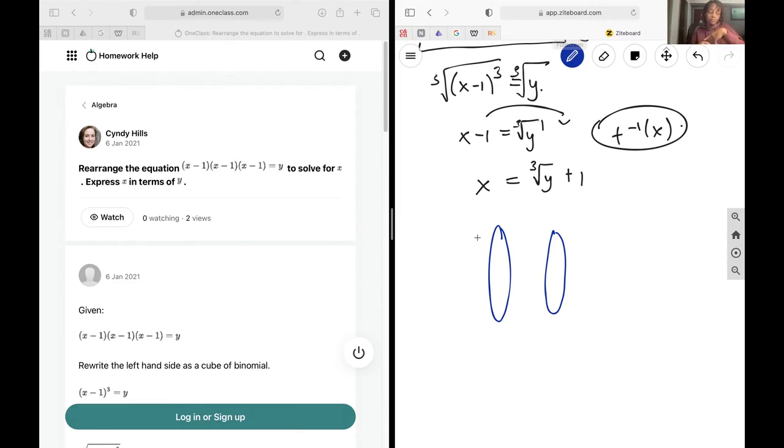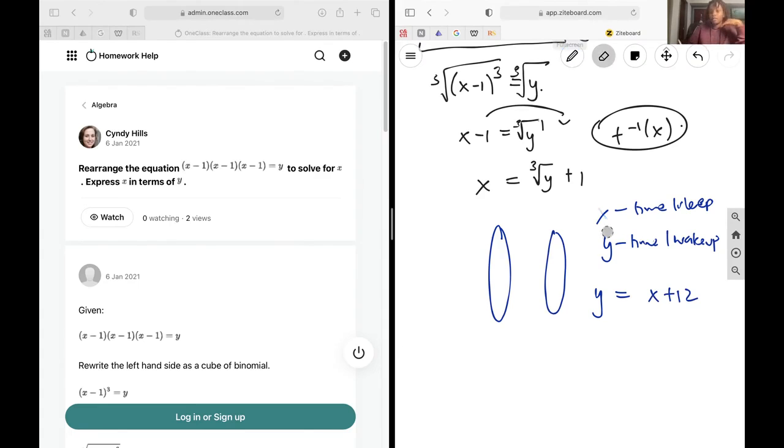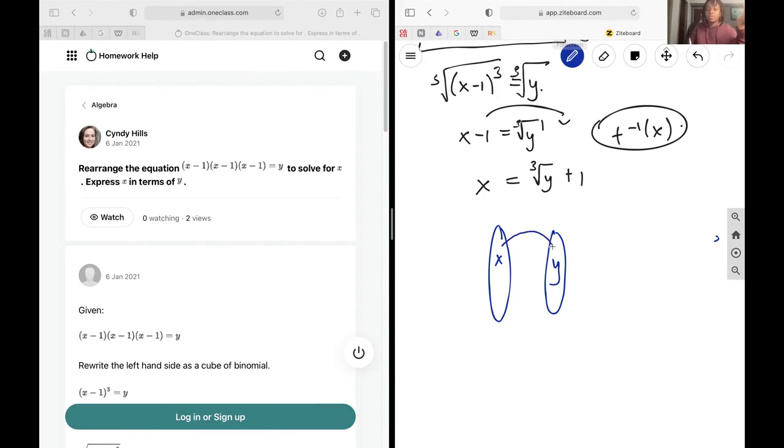For example, if x is the time I sleep, then y being the time I wake up, then I can state that y is equal to x plus 12. And this is if I always wake up 12 hours after I go to sleep, for example. And so that's just like a real world example of what functions do. They link two pools of data where I have x's and y's, and the function going forward is what I would call f of x.